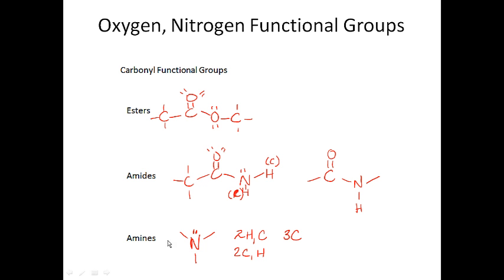And amines, you probably come in contact with those if you've ever had a piece of fish, for instance, that smells fishy or goes bad. Those are amines giving you that type of smell. So these are the functional groups that we'll be talking about over the course of the year.